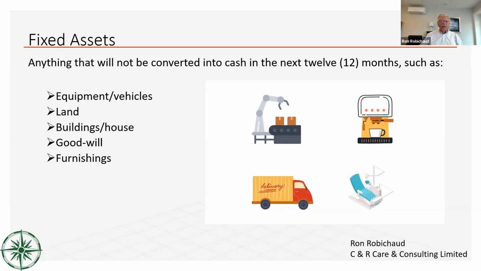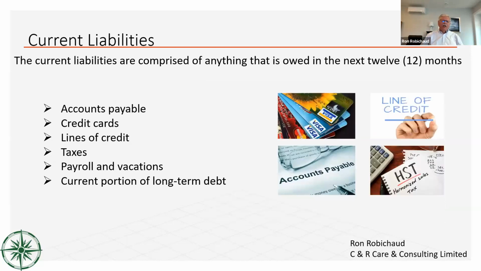So current assets is anything that is or can be converted into cash in the next 12 months, and fixed assets is anything that will not be converted into cash in the next 12 months. Then we have the current liabilities. The current liabilities is everything that we owe in the next 12 months. So now you can start to see current assets is everything that is or can be converted into cash in the next 12 months. And current liabilities is everything we owe in the next 12 months.